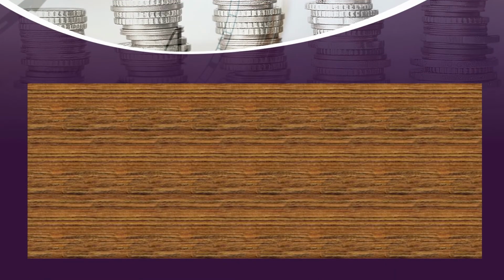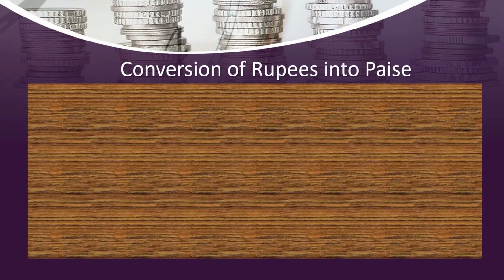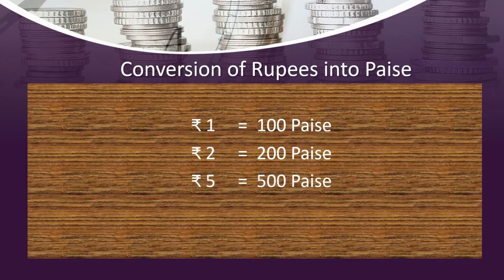Now students, we are going to learn about the conversion of rupees into paise. As you already know, rupee 1 is equal to 100 paise. So rupees 2 is equal to 200 paise, rupees 5 is equal to 500 paise, and rupees 28 is equal to 2800 paise.